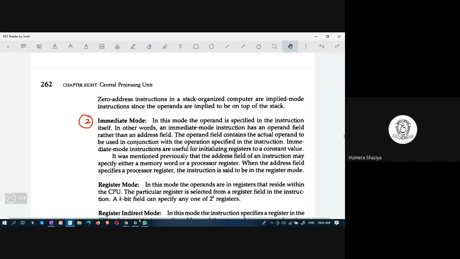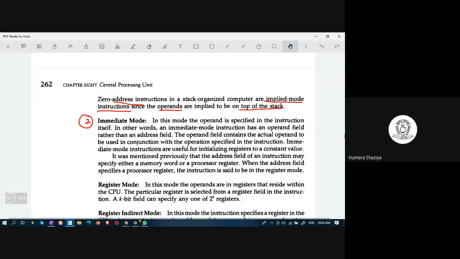Zero address instructions in the stack organization computer are also implied mode. Since the operands are implied on the top of the stack, you are not specifying any address of the operands because the operands are on the top of the stack. So zero address is also under implied mode.